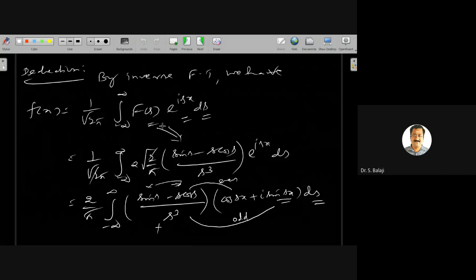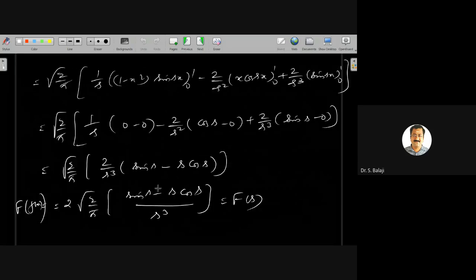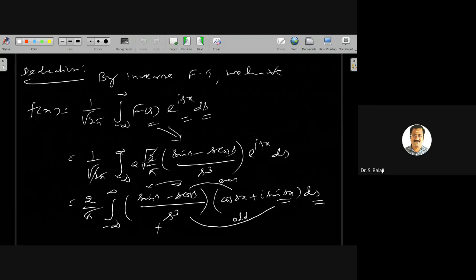Everything is with respect to s only. F of s e power isx ds, with respect to s. Yes, F of s we just now identified as 2 into square root of 2 pi, sin s minus s cos s by s cube. Here also, 2 into square root of 2 pi, sin s minus s cos s by s cube, and additionally we have the extra term e power isx ds. So root 2 and root 2 get cancelled here. Therefore we get just 2 pi, and root pi into root pi, 2 pi.